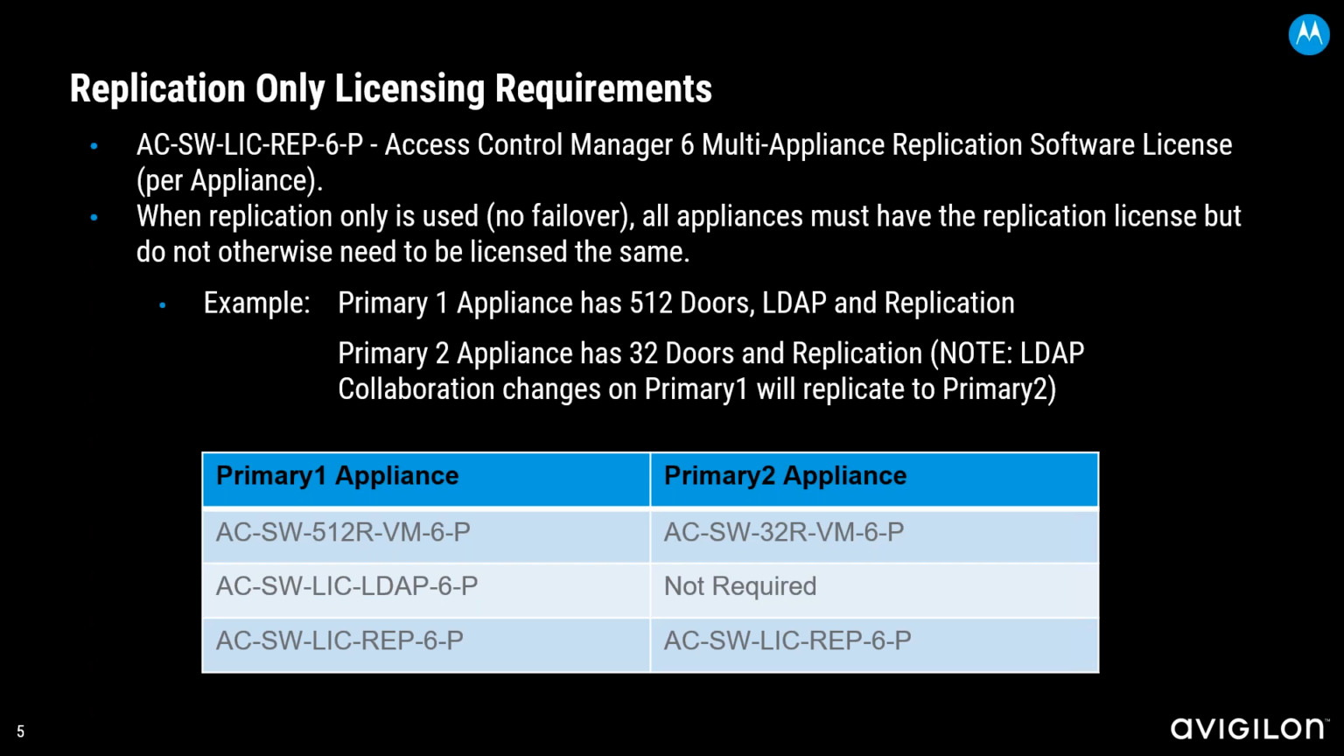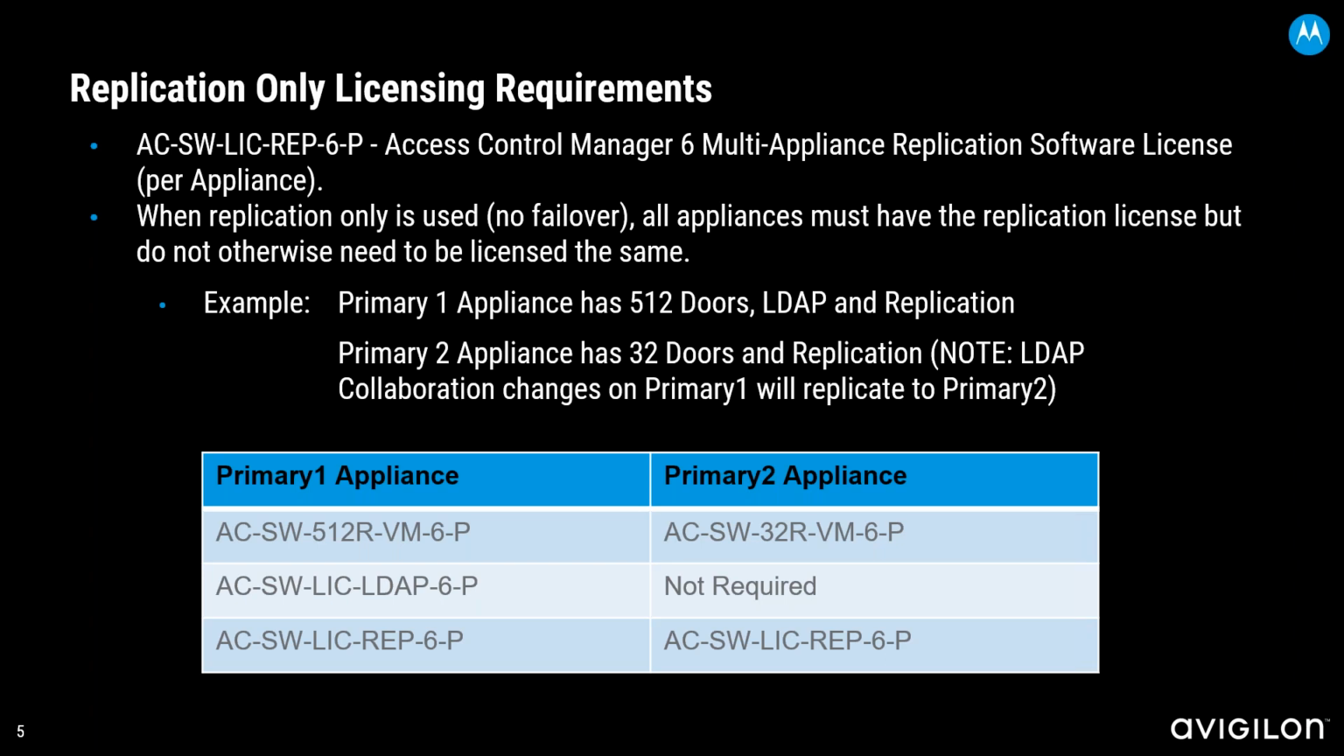Now, one thing to note, this is different than failover, is when you are doing replication only, the appliances do not have to have the same licensing. So here's an example. This might be the case where you've used 1501s at every door. You've reached that 512 max controller limit, so you've decided to add a second appliance. Now, on your first appliance, you had LDAP collaboration set up. So when you add that second appliance, you don't have to add that LDAP collaboration to that second appliance, because when the LDAP information comes in on the primary appliance, or primary 1, as I have it listed here, those changes will synchronize through replication over to primary 2 appliance.